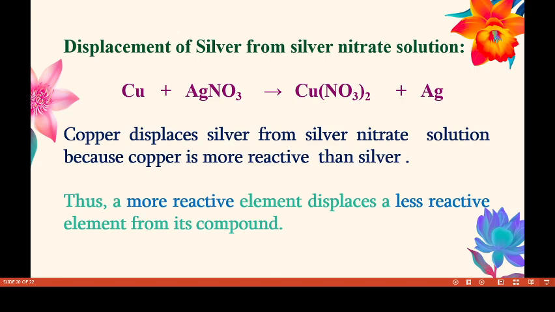This is the final example, displacement of silver from silver nitrate solution. Here copper is more reactive than silver, that you know very well. So the copper displaces silver from silver nitrate solution because copper is more reactive than silver. The more reactive element displaces a less reactive element from its compound.